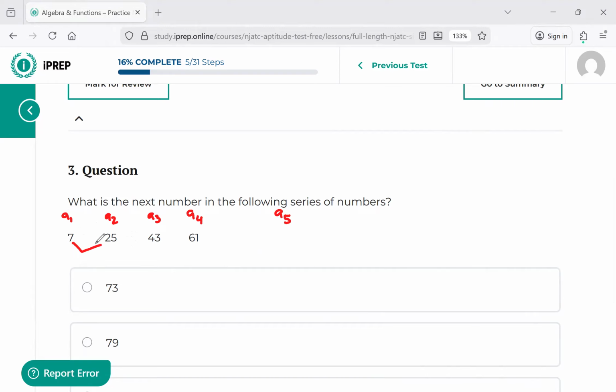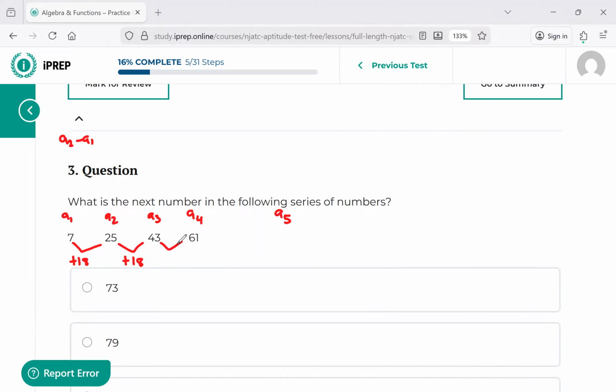So from 7 to 25, what did you have to add or subtract? It looks like you had to add 18. To find the difference, you could just take the second term minus the first term. Okay, so that's how I got 18. Now, what about 25 to 43? What did you have to add or subtract? You definitely had to add 18. So it looks like our sequence might have a common difference of 18.